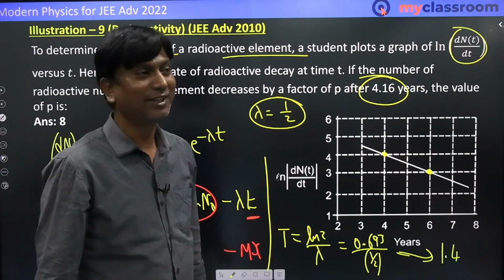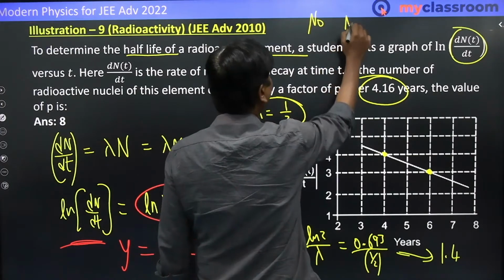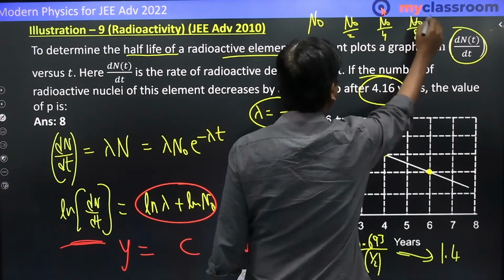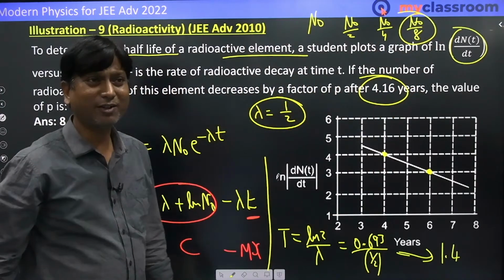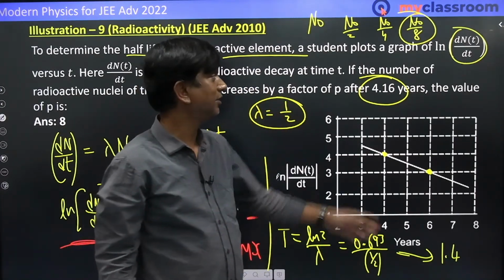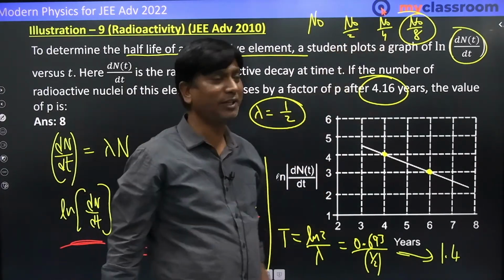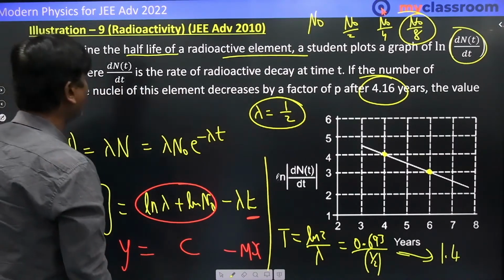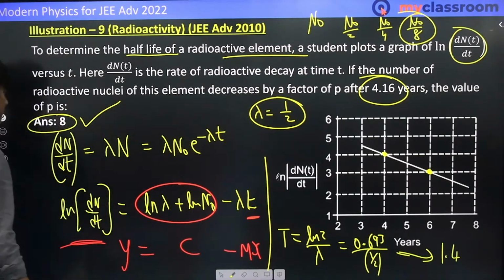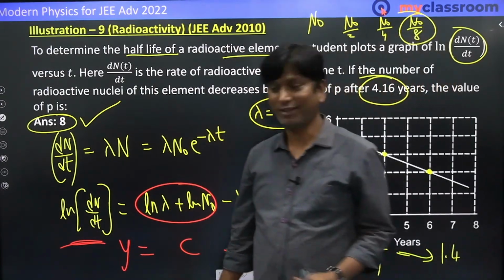So 3 half-lives are there. Initially suppose N naught; after 1 half-life, N naught by 2; after 2 half-lives, N naught by 4; after 3 half-lives, it will be N naught by 8. Something like N naught by 2 power n, where n is 3. So 2 power 3 is 8, so N naught by 8. How much factor is the number of nuclides going to decrease? Definitely it is decreasing by a factor of 8. Answer is 8. Hope it is clear.